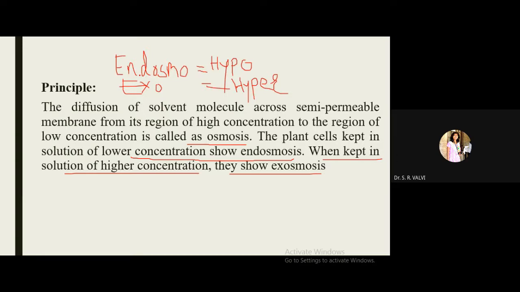In a hypotonic solution, the water molecules from the outer solution are able to go from the outer solution towards the cell, and hence the cells become turgid and endosmosis occurs. In a hypertonic solution, as the outer solution is very much concentrated, the solvent from the cell, listen to me very carefully, will move from the cell towards the outer solution, and hence shrinkage of the cell takes place, and the phenomenon that occurs is exosmosis.